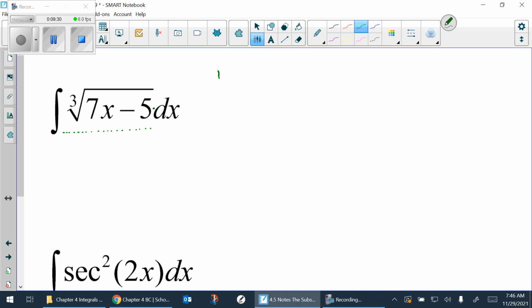So if we let u equal 7x minus 5, what is the derivative of that? Well, it would be 7 dx. And as we look at this original integral, we don't have a 7 dx. We just have a plain old dx that needs to be replaced. So to turn a 7 dx into a dx, I'm going to multiply by 1/7 on each side. And 1/7 of a du will replace the dx.